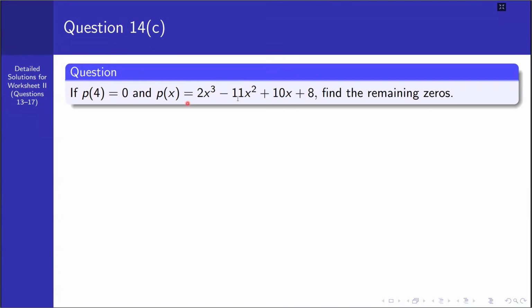4 could be one of the possible roots of this polynomial function. And using the factor theorem, if p(4) is equal to 0, we know that x minus 4 must be one of the possible linear factors of this polynomial function.